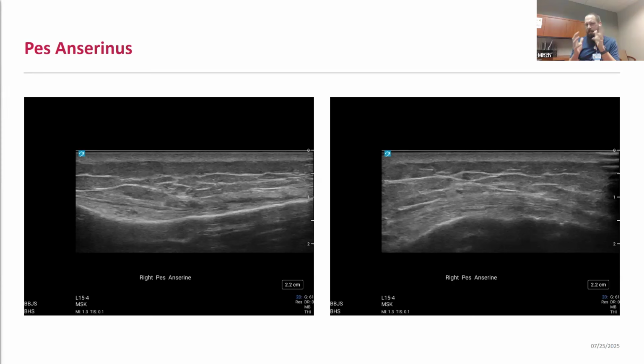The Pes Anserinus is Latin for goosefoot. And so if you can imagine a goose foot, it's composed of 3 toes kind of spread out in a web. And that's the similar appearance of these tendons as they insert on the tibia. They fan out across the MCL, inserting on the tibia.